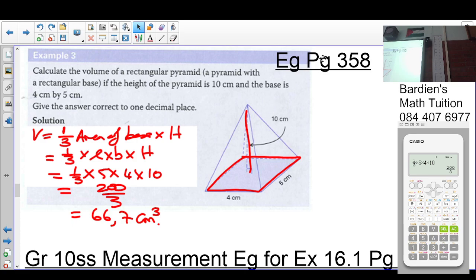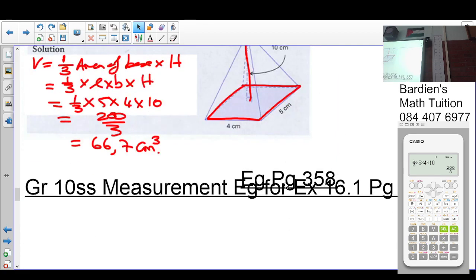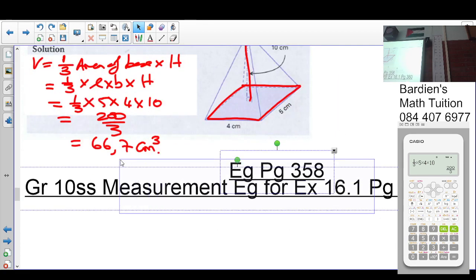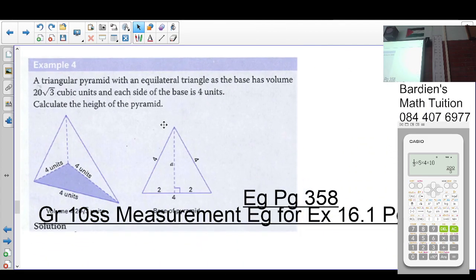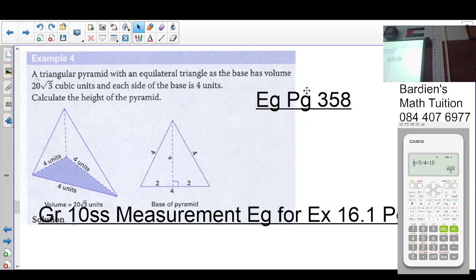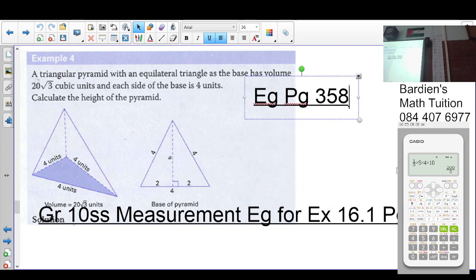So you all okay with this? Right, let's carry on to the next one. Example 4. Now on the next page, 359.